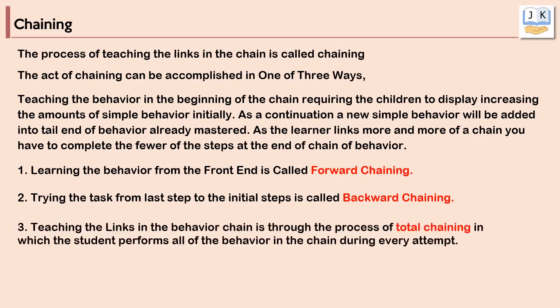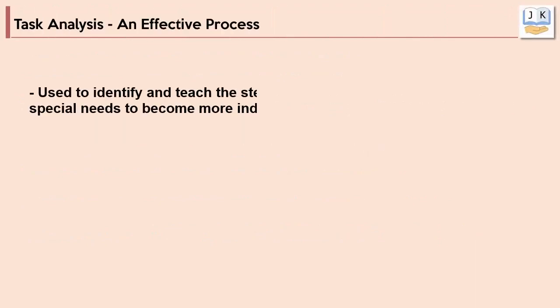Teaching the links in the behavior chain through the process of total chaining, in which the student performs all of the behaviors in the chain during every attempt. Thus, task analysis is an effective process which is used to identify and teach the steps which are necessary for individual special needs children to become more independent. Thank you.